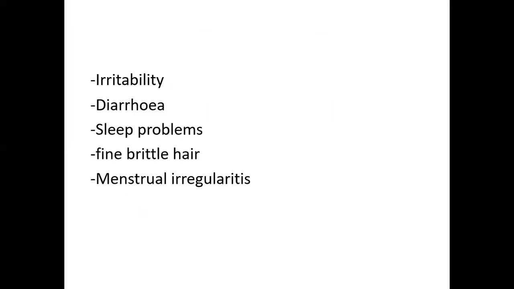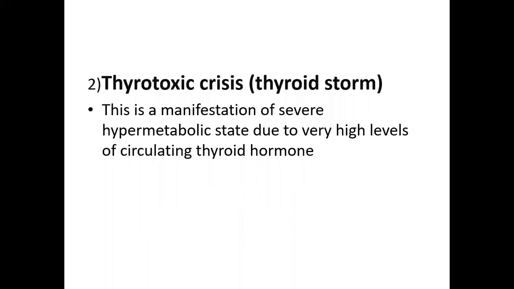The patient may have irritability, diarrhea, sleep problems, fine brittle hair, and then menstrual irregularities. The second condition is thyrotoxicosis crisis, otherwise called thyroid storm. So this is a manifestation of severe hypermetabolic state due to very high levels of circulating thyroid hormone.